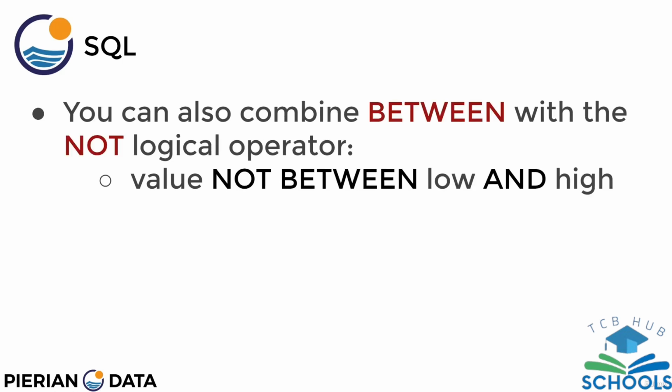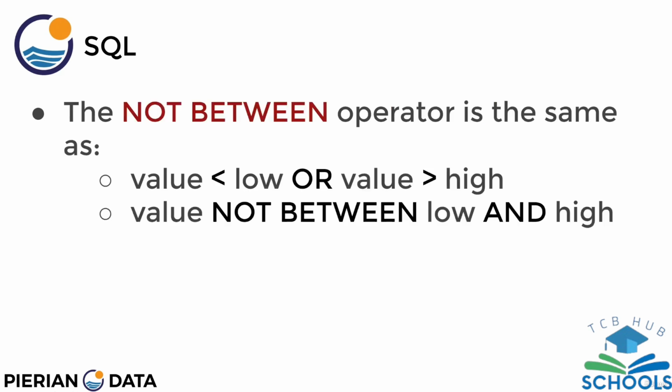You can also combine the between keyword with the not logical operator, essentially asking where is the value not between low and high. And this is the same as asking value less than low or value greater than high. Note here that we are exclusive of the actual low point and high point.